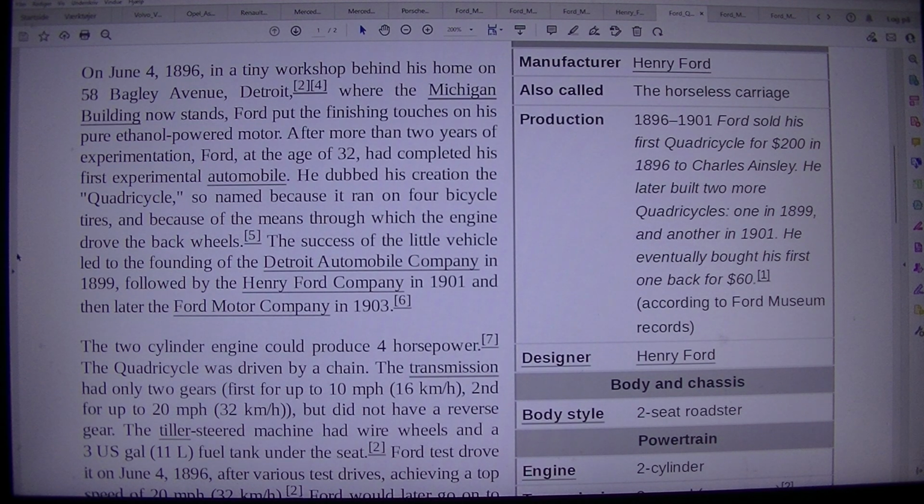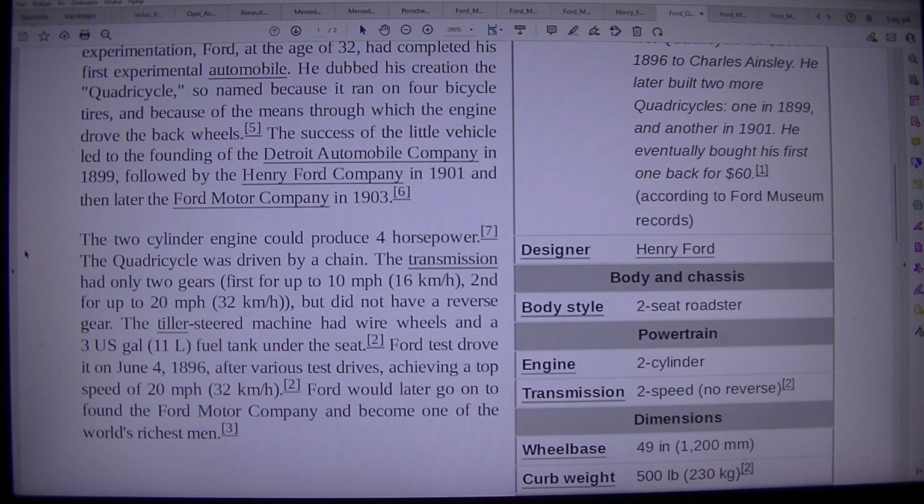The 2-cylinder engine could produce 4 horsepower. The quadricycle was driven by a chain. The transmission had only 2 gears, first for up to 10 miles per hour, 16 kilometers per hour, second for up to 20 miles per hour, 32 kilometers per hour, but did not have a reverse gear. The tiller-steered machine had wire wheels and a 3 US gallon, 11 L, fuel tank under the seat. Ford test drove it on the 4th of June, 1896, achieving a top speed of 20 miles per hour, 32 kilometers per hour.